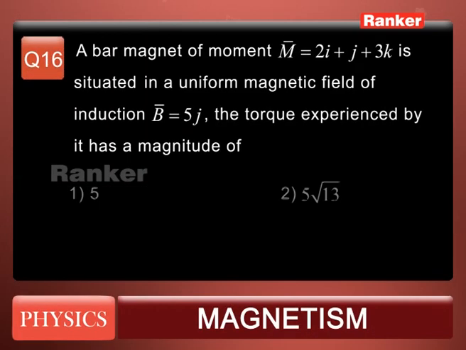In question number 16, a bar magnet of magnetic moment M equal to 2i plus j plus 3k cap is situated in a uniform magnetic field of magnetic induction B equal to 5j cap. The torque experienced by it has a magnitude of: the first option 5, second option 5 root 13, third option 25, and the fourth option 10.